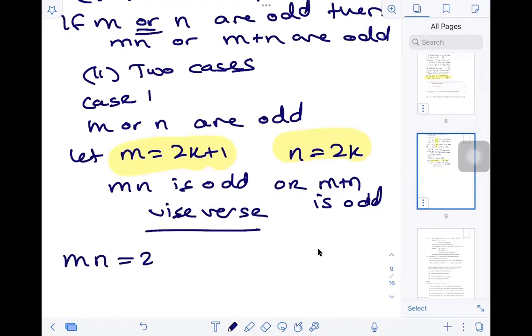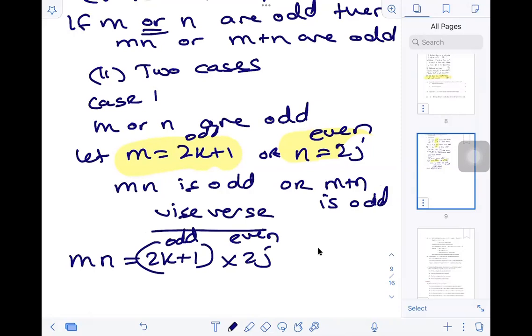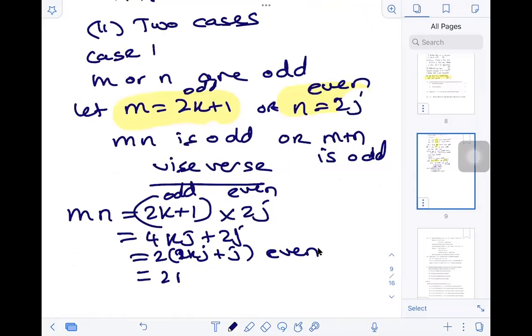So let's go mn. I can't put an m there either, we've used that one. I've got to put something else there. So let's put j. So 2k plus 1 times 2j. So that means that's odd, and that means that is even. So if m is odd or n is odd, that means that one's odd and that one's even. Then we want to prove that mn or m plus n are odd, not both of them. So it's 2kj plus 2j. That one gives you 2kj plus j. That one gives you an even, because that's equal to 2B, where B is an element of the integers. Okay, that is even.